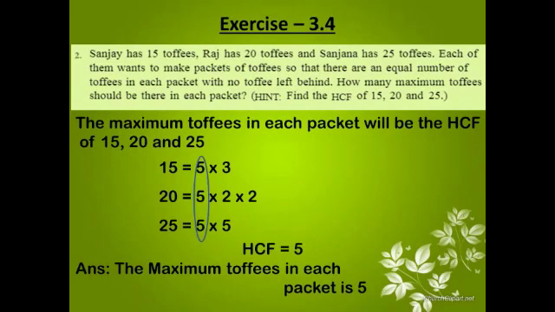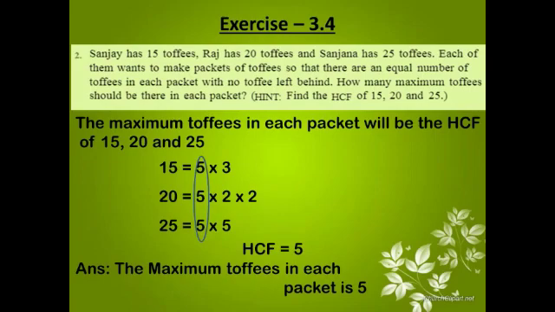Let us see the solution for exercise 3.4. Sanjay has 15 toffees, Raj has 20 toffees and Sanjana has 25 toffees. Each of them wants to make packets of toffees so that there is an equal number of toffees in each packet with no toffee left behind. How many maximum toffees should be there in each packet? The key words given here are how many maximum toffees. So maximum toffees means you should find the HCF of 15, 20 and 25.